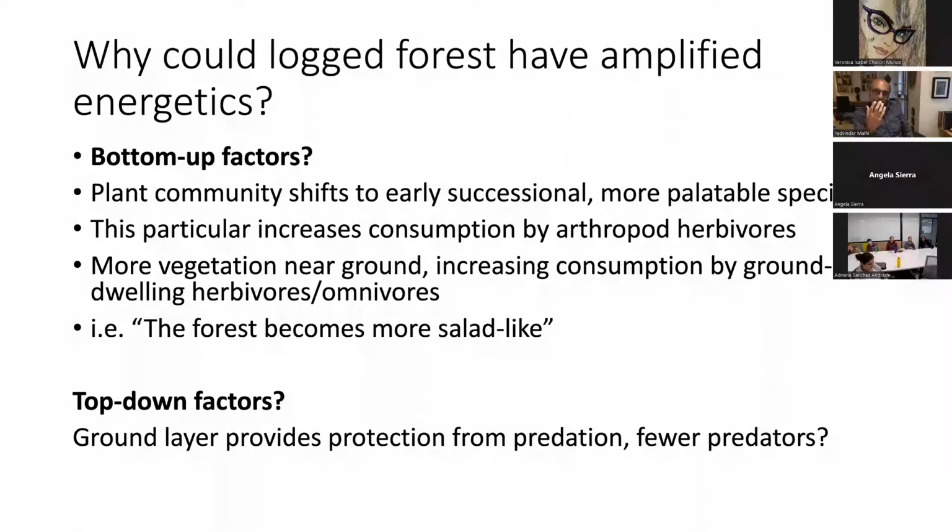There's also more vegetation near the ground that's more palatable and tasty. So the terrestrial large herbivores and omnivores also have more food. So the entire forest becomes less chemically defended and more palatable, or salad-like, overall. And there may also be some top-down factors in terms of predation, protection from predation, but we think it's the bottom-up factors that are dominating.